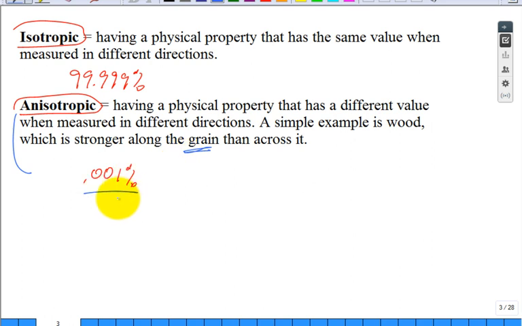We're done. Everything in this class is isotropic. They just have no directional dependence. It's all the same. Copper has no directional preference, nor does aluminum or air.